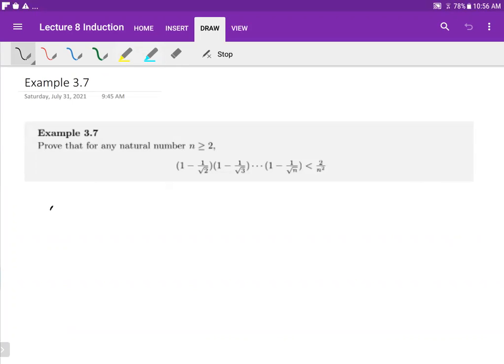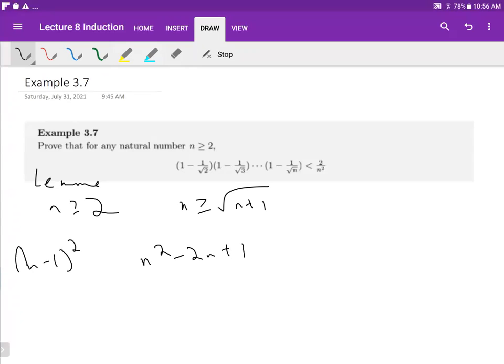So we want to have a lemma here. We call this a lemma. First we want to prove that for n greater than 2, n is greater than or equal to root n plus 1. And the way we would do this is, we know that n squared minus 2n plus 1, so this is (n minus 1) squared, is greater than or equal to 0. And then we would have that n squared is greater than 2n minus 1. And then we would also have that this is equal to n plus n minus 1.